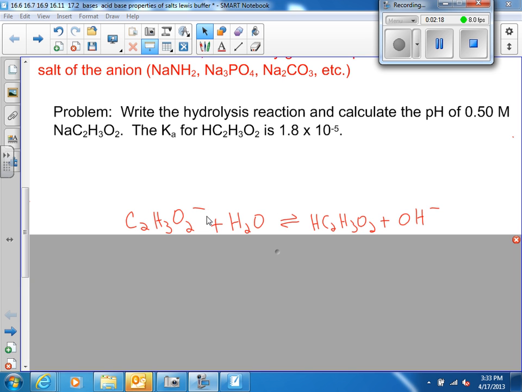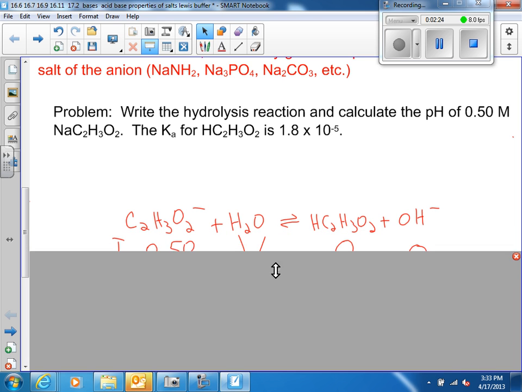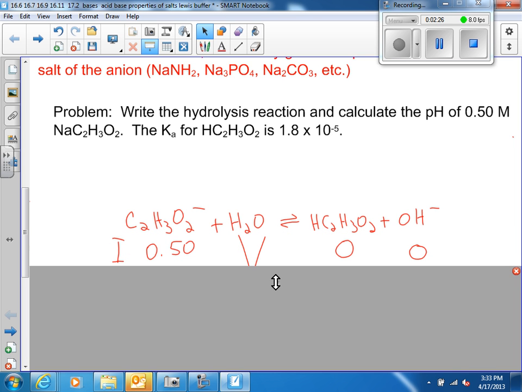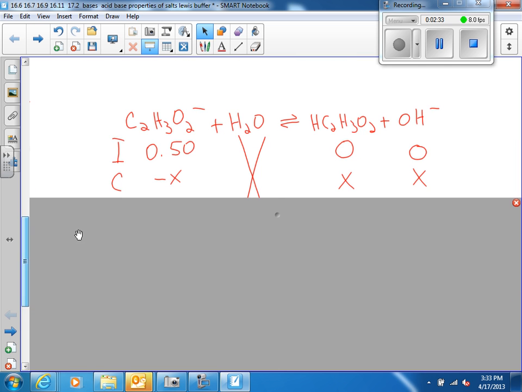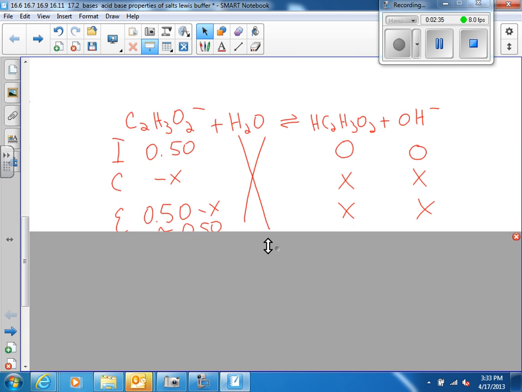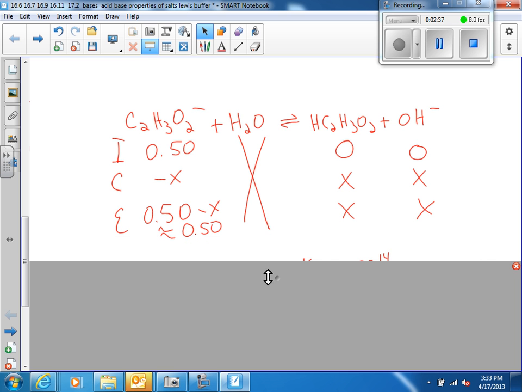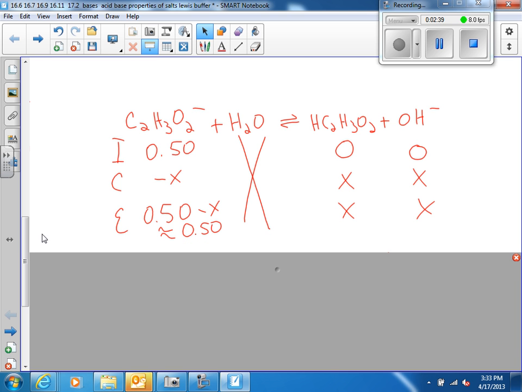Okay, now we have our reaction. We're going to set up an ICE box. We know that initially the acetate is 0.5 molar. Everything else is 0. Acetate will go down, acetic acid and hydroxide go up. And at equilibrium, we just add the I and C rows.